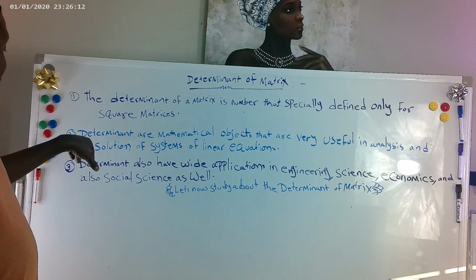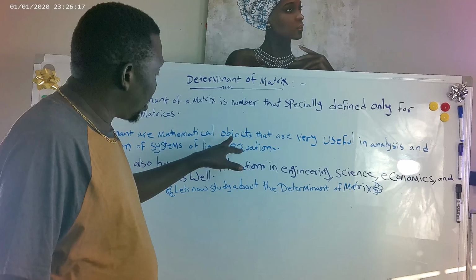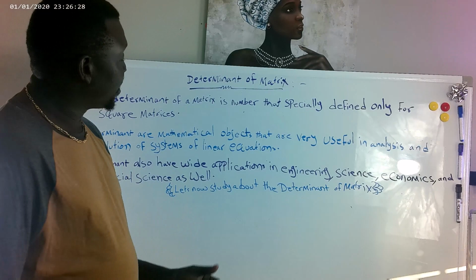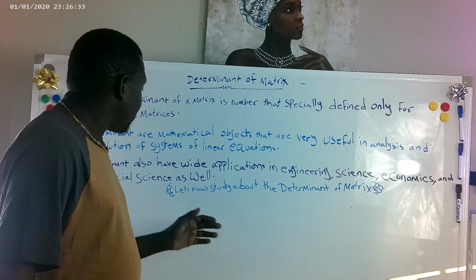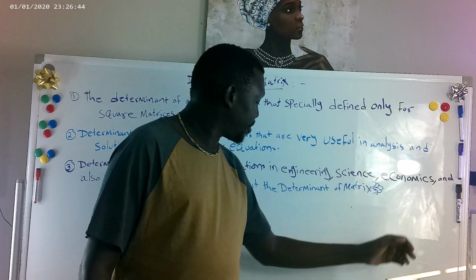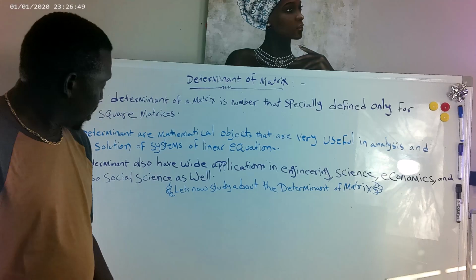And also, the definition of determinant is here. Determinants are mathematical objects that are very useful in the analysis and solution of systems of linear equations. That is the definition of the determinant. When I ask what the determinant is, you have to say this. Determinants also have wide application in engineering, science, economics, and social science as well.